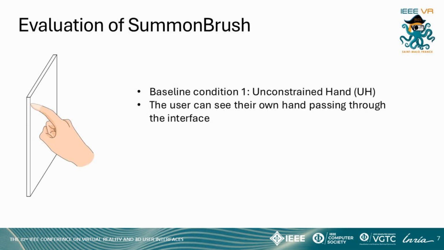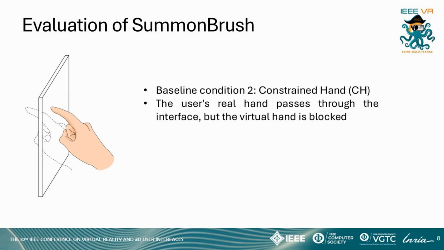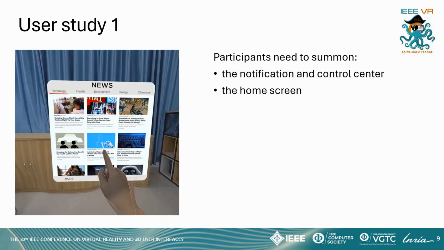Here are the conditions to evaluate SummonBrush. Baseline condition 1: unconstrained hand. The user can see their own hand passing through the interface. Baseline condition 2: constrained hand. The user's real hand passes through the interface, but the virtual hand is blocked. We conducted the first user study to evaluate three methods.